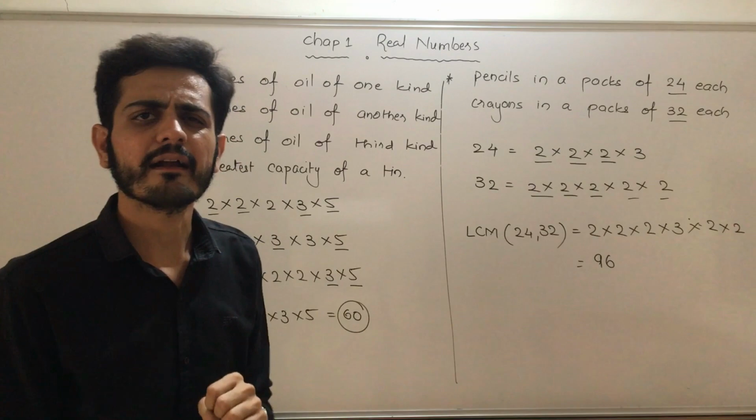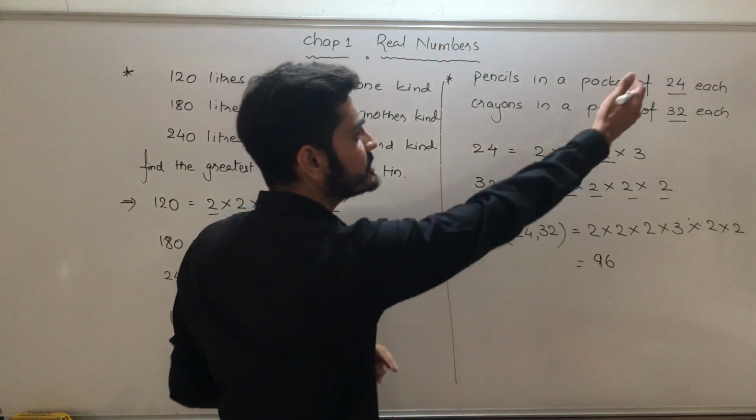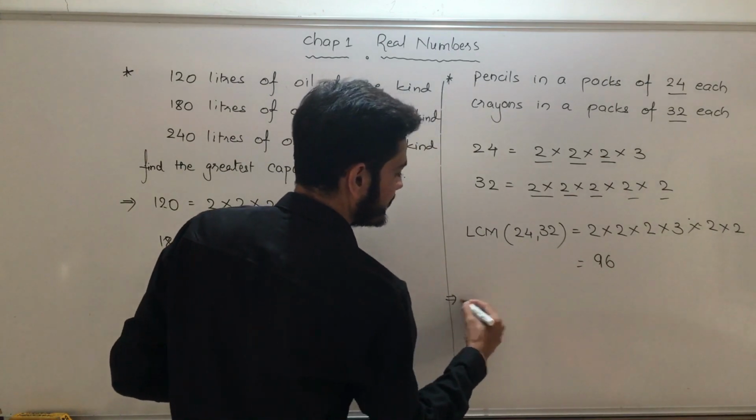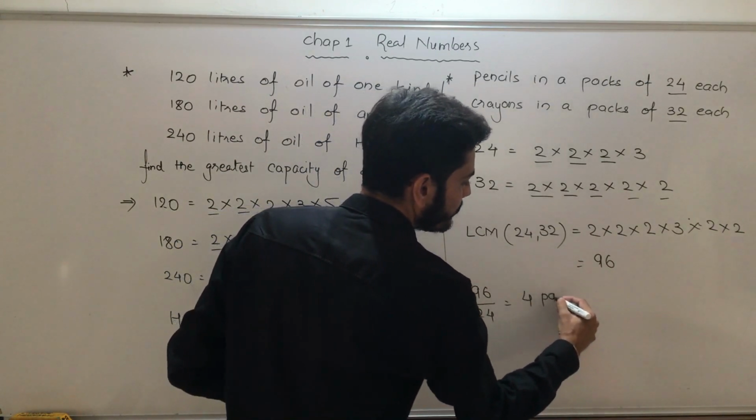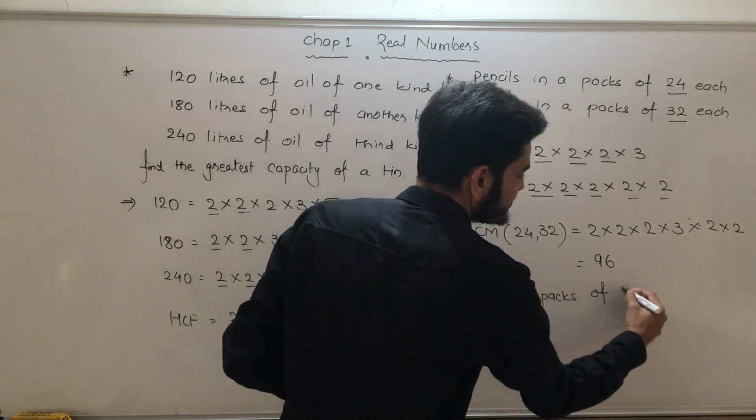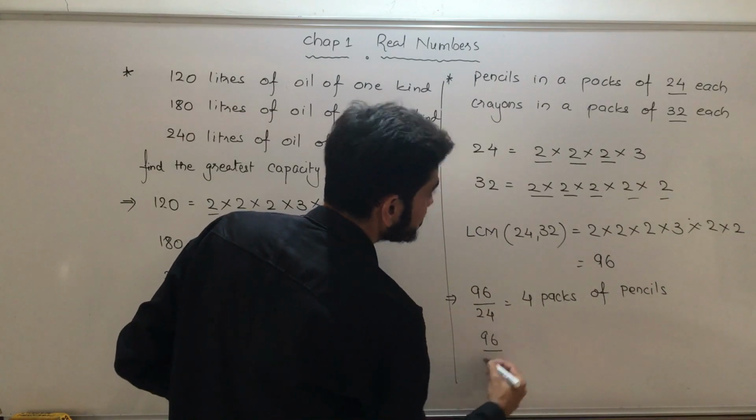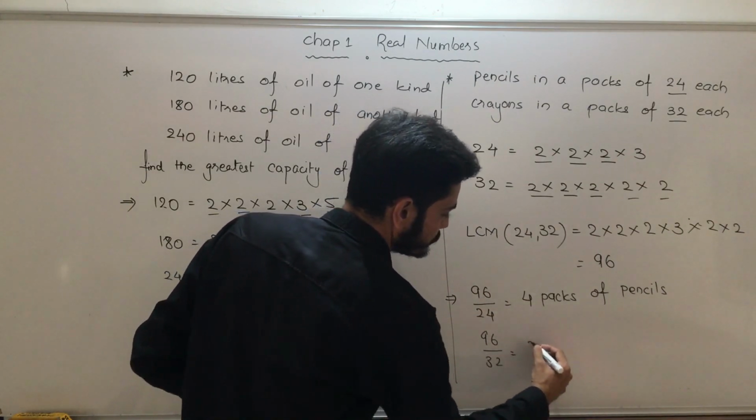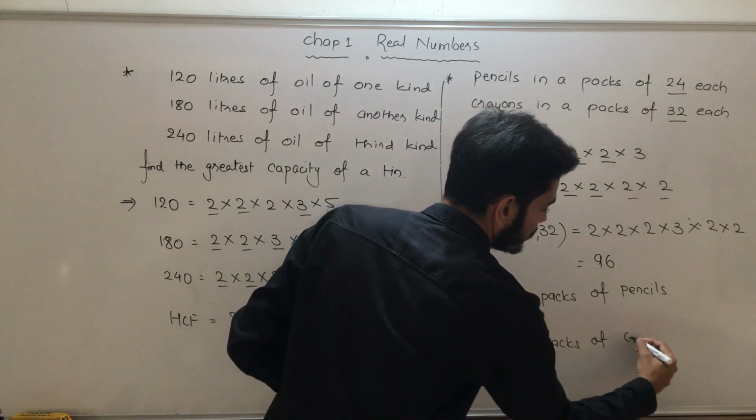And how many packs do you need to buy? Divide 96 by 24, then 96 divided by 24 is equal to 4 packs of pencils. And 96 divided by 32 is equal to 3 packs of crayons.